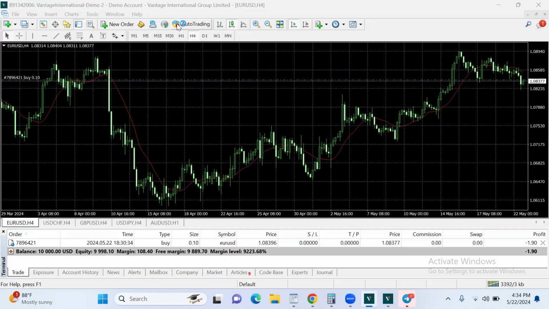You see auto trading is showing red. It's showing you that auto trading is not enabled. Once you click on that, it will enable it. You see, it turned to gray now, right? So now it means that if you have a robot, it can trade.